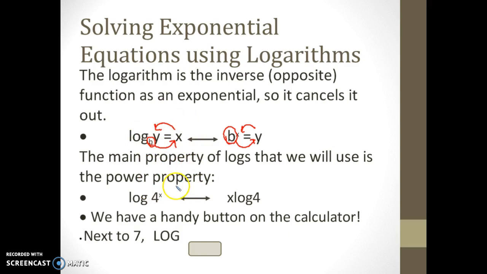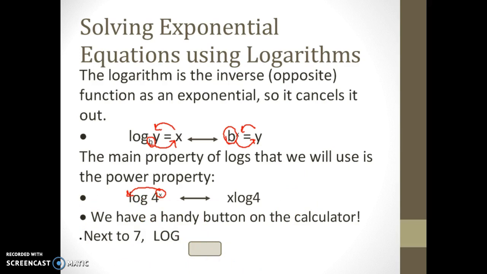And the main thing that we use with these logarithms is this power property that says if I have a log of 4 to the x, I can take my exponent and put it out front, and it becomes x times log of 4. And that's going to help me because I'm taking my exponent that I'm trying to solve for, and I'm getting it out of the exponent. So then I can solve like normal. One thing to keep in mind, all we're doing right now is what we call log base 10. That's going to help us solve these. That's what the calculator uses.